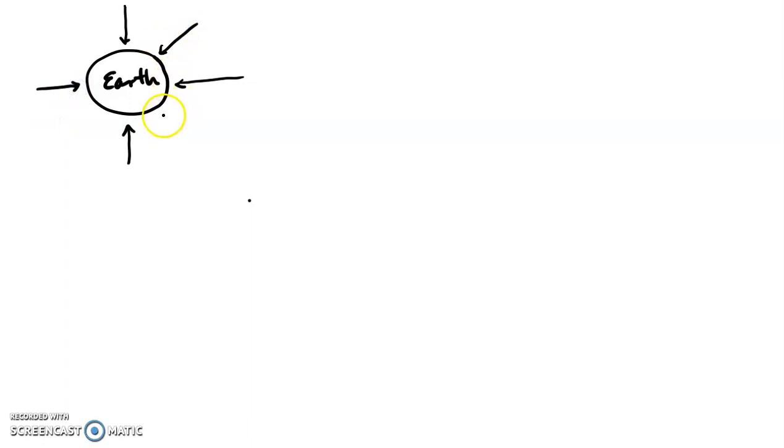So let's draw a beautiful picture of the Earth. Earth. All right, so here's the Earth. Now, the Earth has what we call gravitational field lines. So this means that any object that has mass is going to be drawn towards the Earth. And you'll notice these lines are all straight and they all radiate exactly towards the Earth.